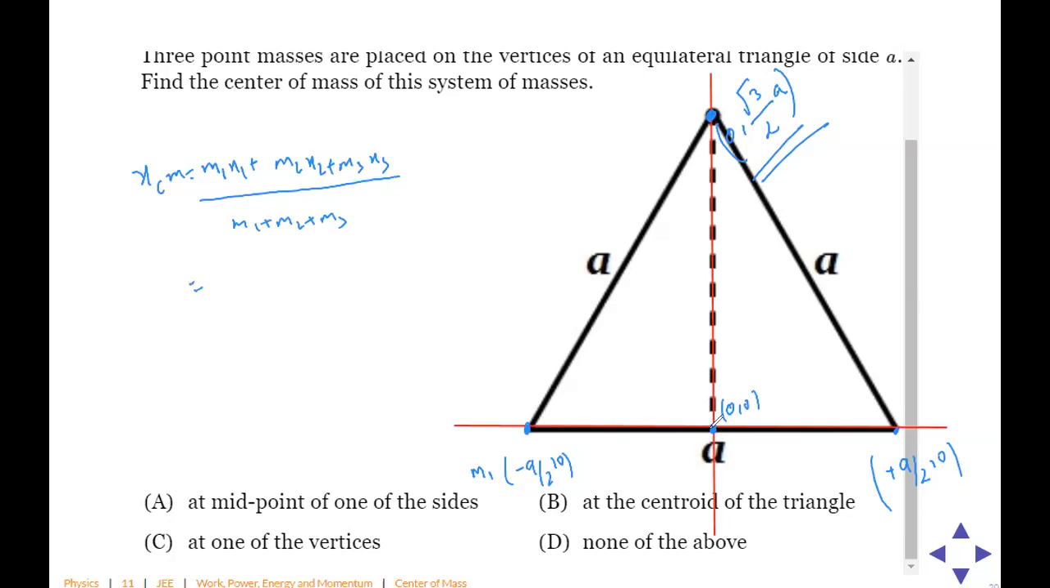So tell me, what is XCM? यहाँ reference ये है. This is x-axis, right? This is a reference point. So sir, M1 is just M. Mass is equal, है ना? So M into a by 2 plus, here x is 0. So M into 0 plus M into a by 2, by M plus M plus M. ये कितना हो गया? Tell me guys, what is this XCM? What is the value of XCM?